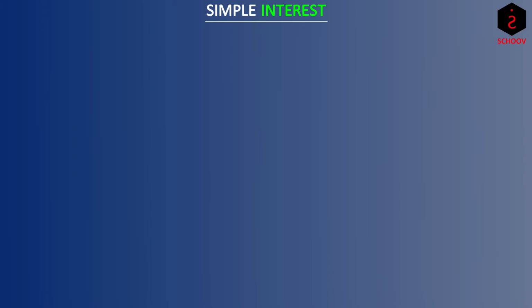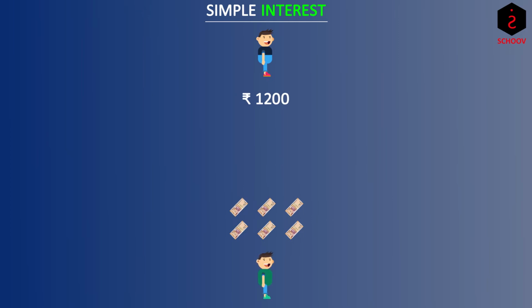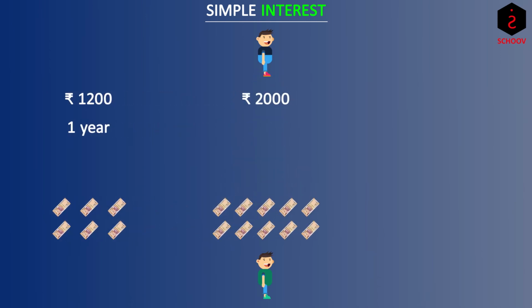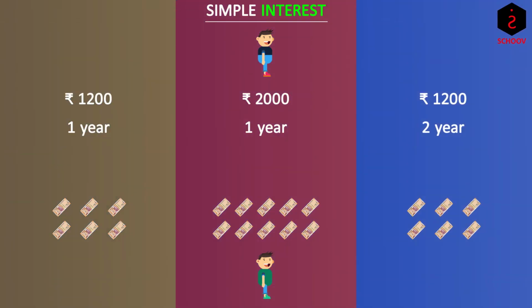Let's try to understand this through 3 situations. Suppose Sachin gave 1200 rupees to Rohit and Rohit has to return this amount in 1 year. Or he gives 2000 rupees, again for 1 year. Or, third situation, he gives 1200 rupees, but now Rohit has to return in 2 years and not one. In all these situations, Rohit has to obviously return something extra along with the original amount.